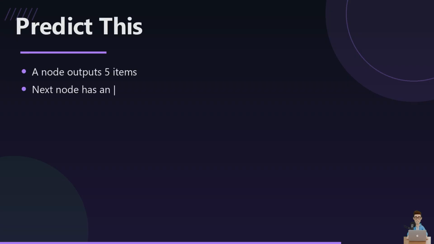Quick guess before I show you. If a node outputs 5 items and the next node has an if condition inside it, how many times does that condition actually get evaluated? Drop your guess in the comments, then let's check the output panel together.